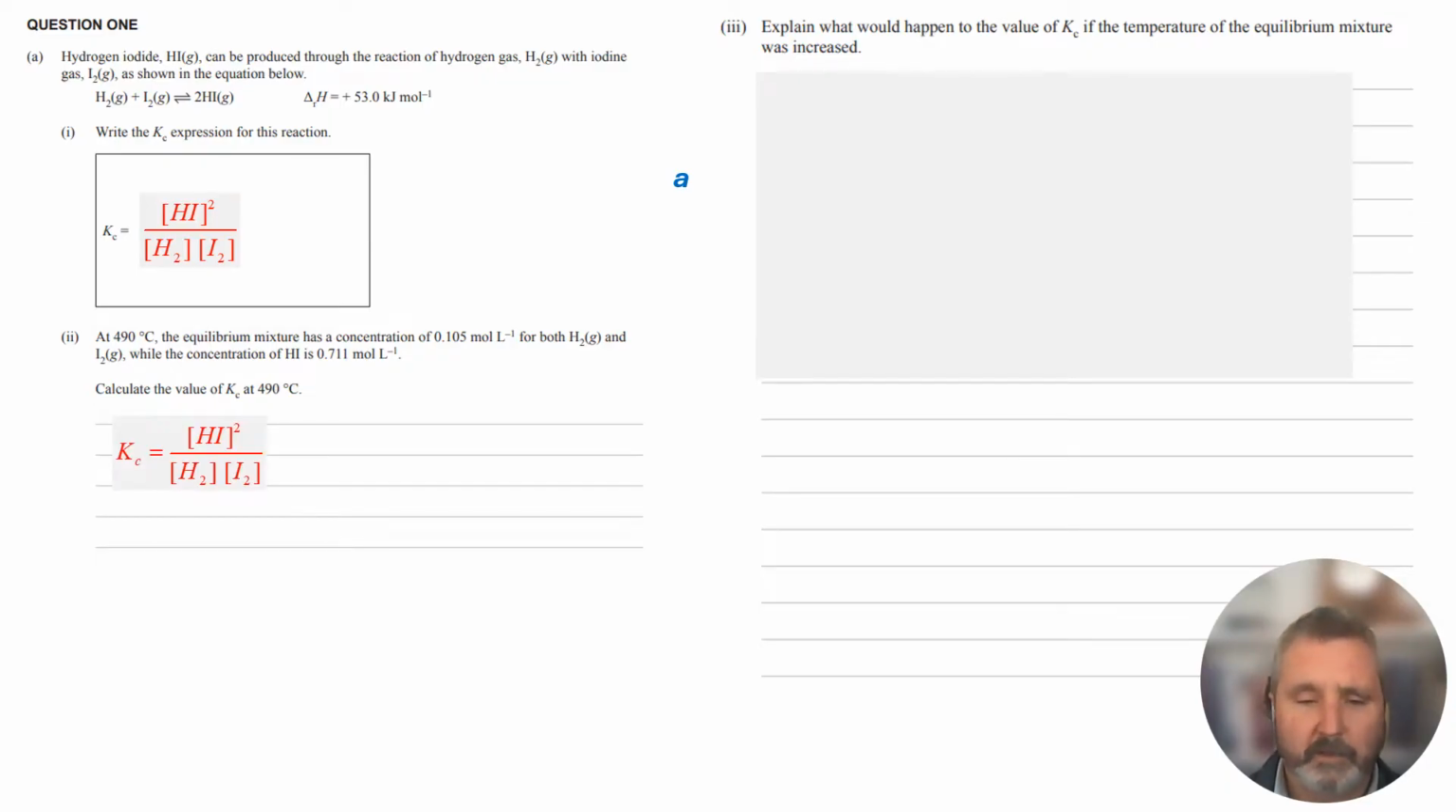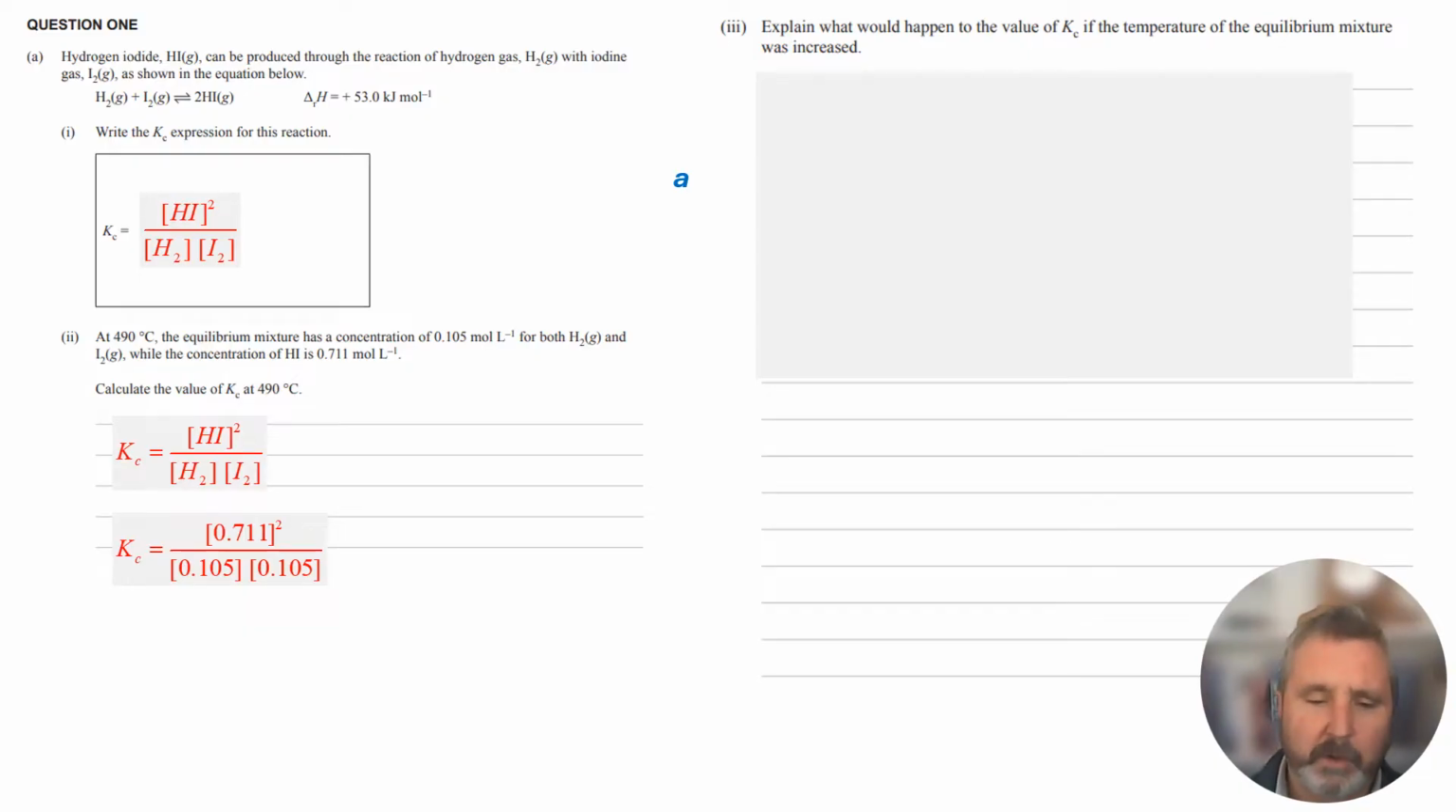So we take this Kc expression, we substitute in the HI at the top, which is 0.711 moles per litre. We substitute each of these different components at the bottom with 0.105, and here we get our expression. Now if we get to this expression it's correct, they're going to give us an achieved point, and we get merit if we get the answer correctly.